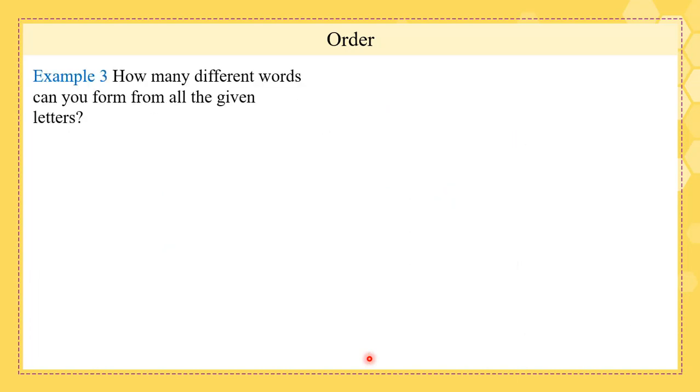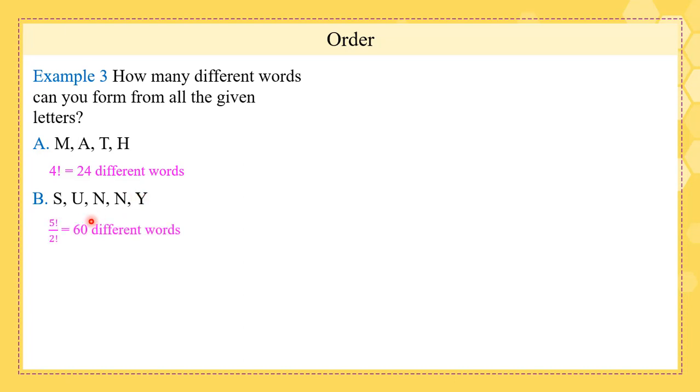Now let's see the example. How many different words can you form from all the given letters? Now if we have these 4 letters, how many words can we form using all the letters? And we want, remember, a 4-letter word. So here we're going to have 4 factorial, which is 24 different words. Now here, remember, it will be the number of letters over the number of repeated letters. So here we will have 5 factorial over 2 factorial, which is 60 different words.